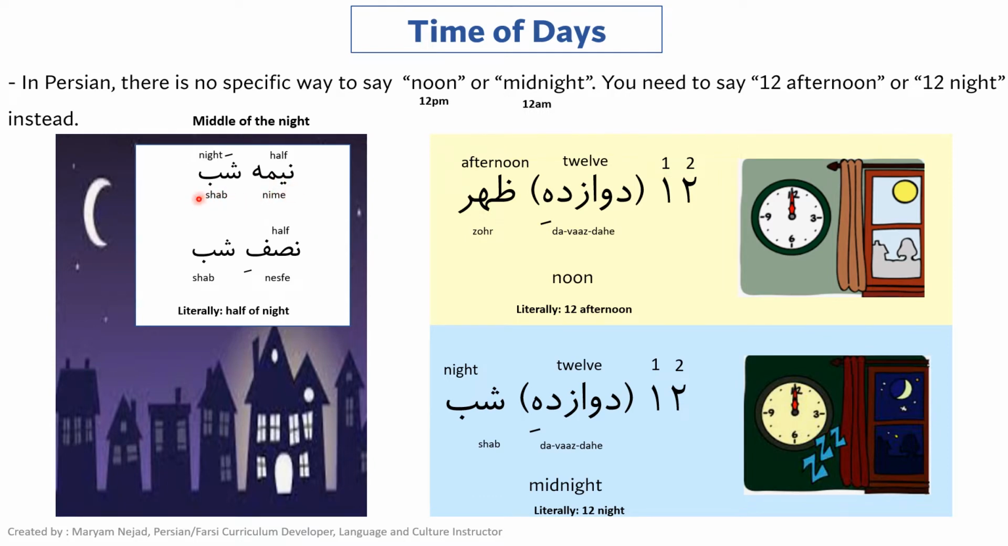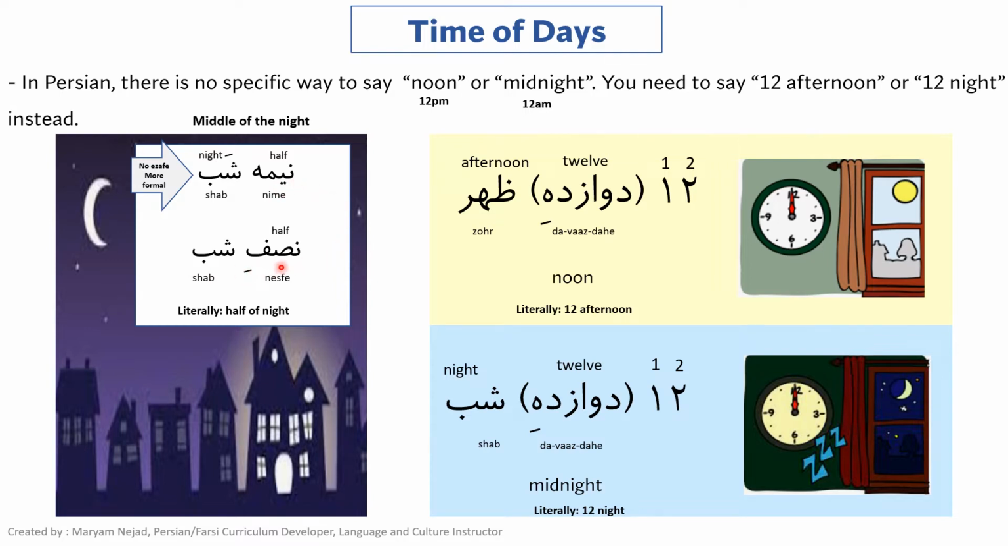If you put midnight in the dictionary online, it would give you something like nime shab. But just know nime shab and nesfe shab don't mean midnight. They mean middle of the night, for example 1 a.m. or 2 a.m. The meaning of nime and nesf is half, so literally it's like saying half of the night, but it means middle of the night. For example, if you want to say I woke up in the middle of the night, we use either nime shab or nesfe shab. Although I have to say nime shab is a little bit formal, more used in the formal language, but in the spoken language we use nesfe shab.